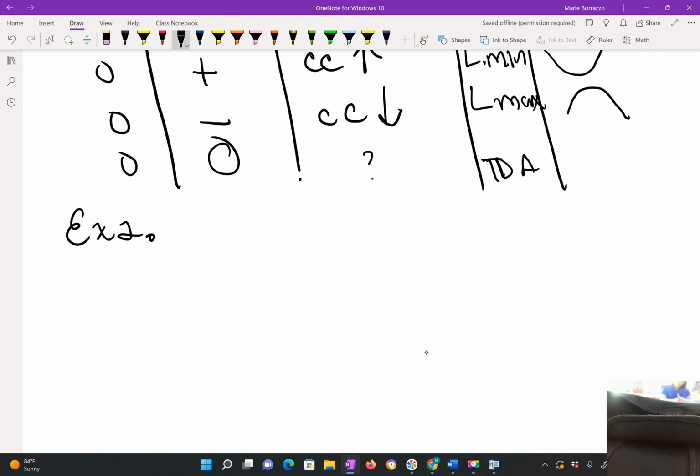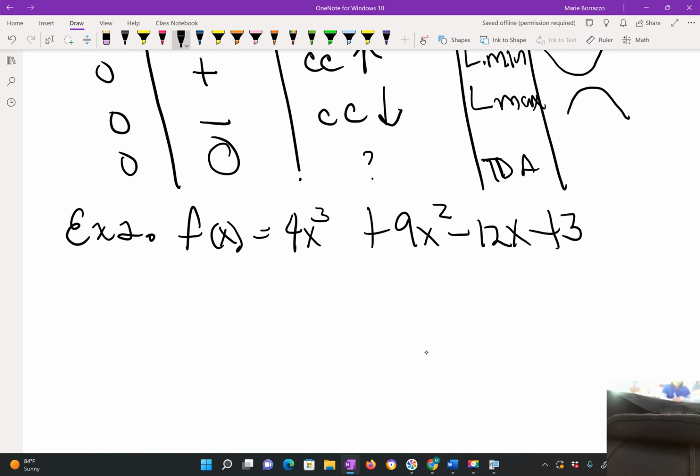They're giving us, we're starting with f of x is equal to 4x cubed plus 9x squared minus 12x plus 3. This is A. Gonna leave a little space and we'll put in the answer. B is simple. B is f of x is equal to x times e raised to the negative 0.2x.